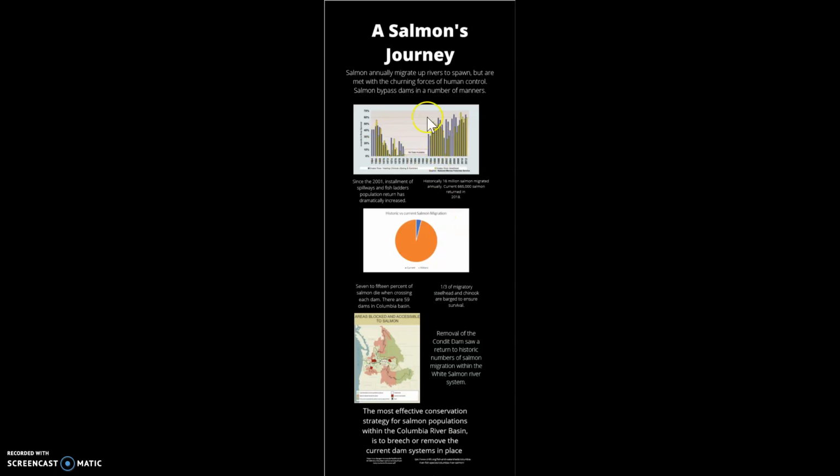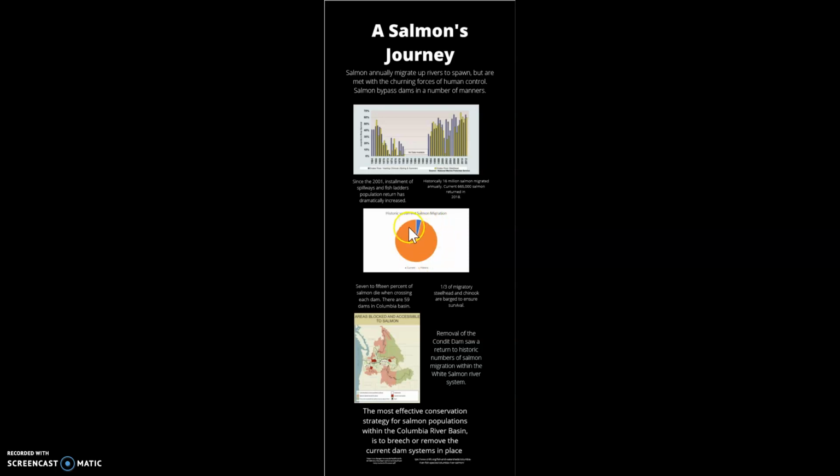I chose a bar graph to represent the difference that the installation of spillways has made in increasing salmon migration. Then I plotted the historic and current salmon migration numbers. In orange, that's the historic salmon migration, which is approximately 16 million. And as of the most recent data, 665,000 salmon returned to the Columbia Basin, which is significantly smaller.